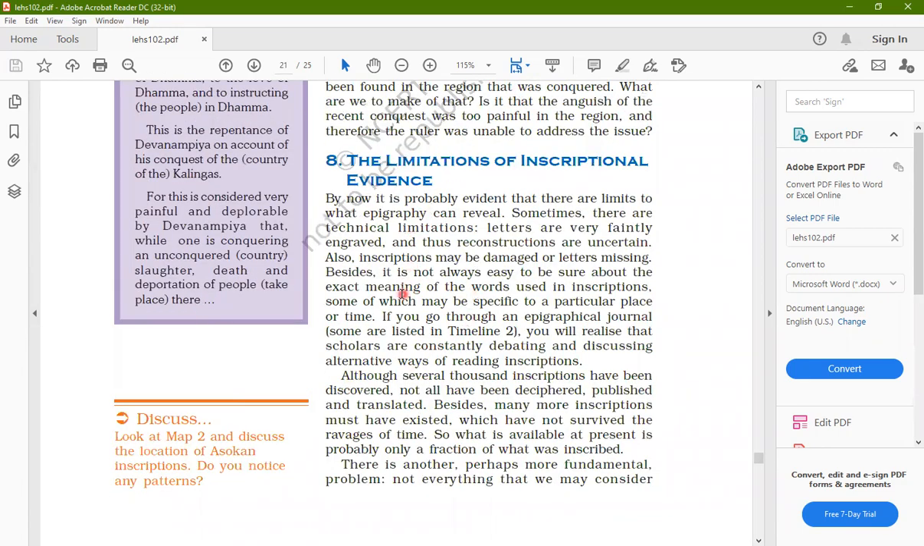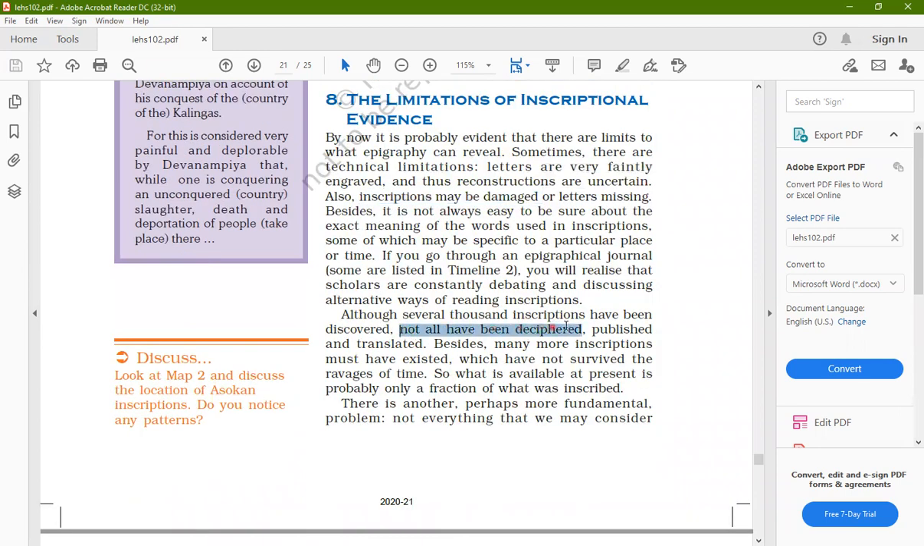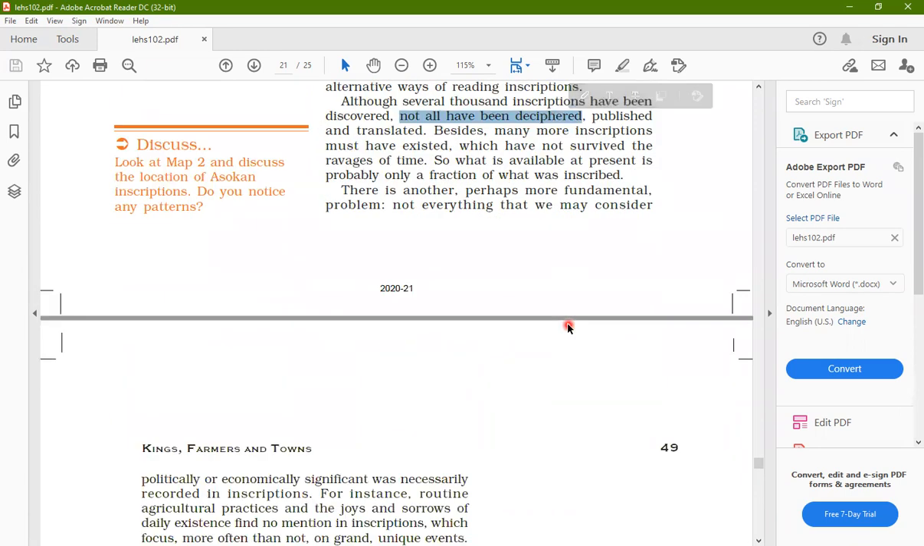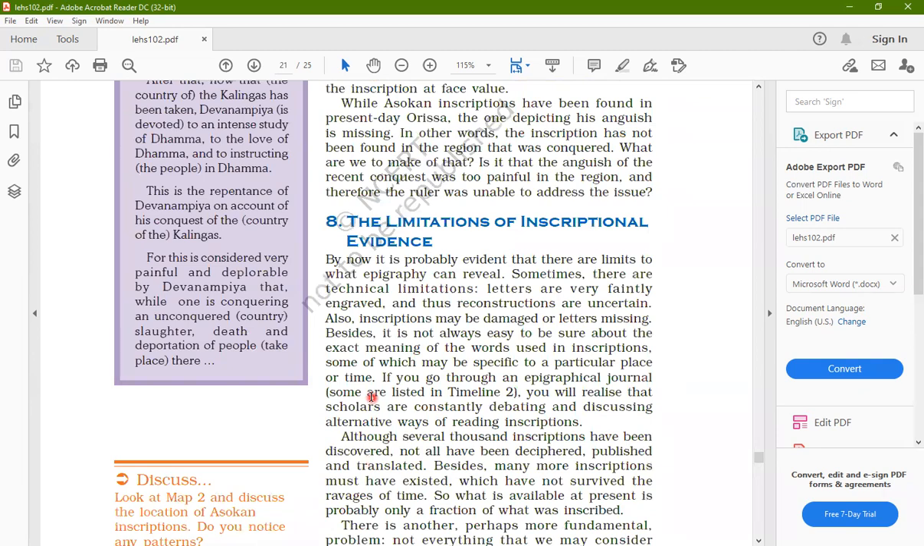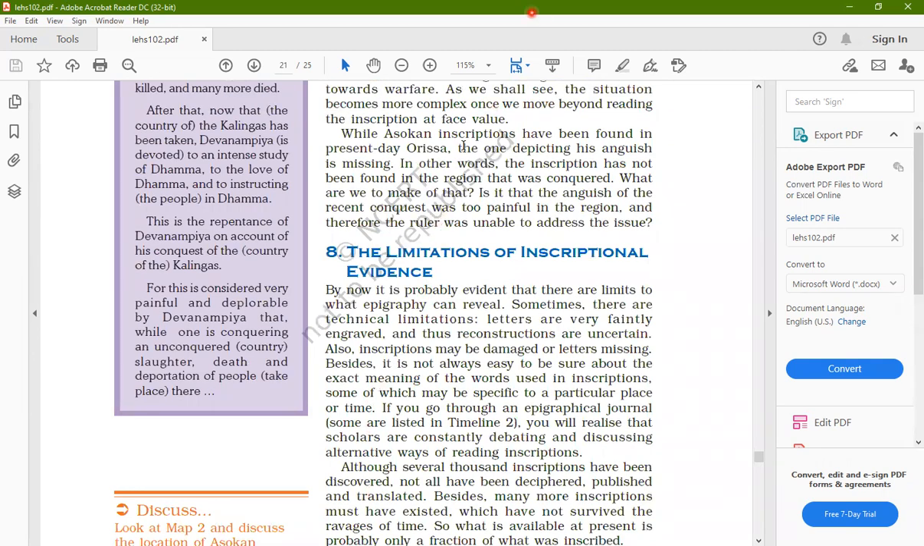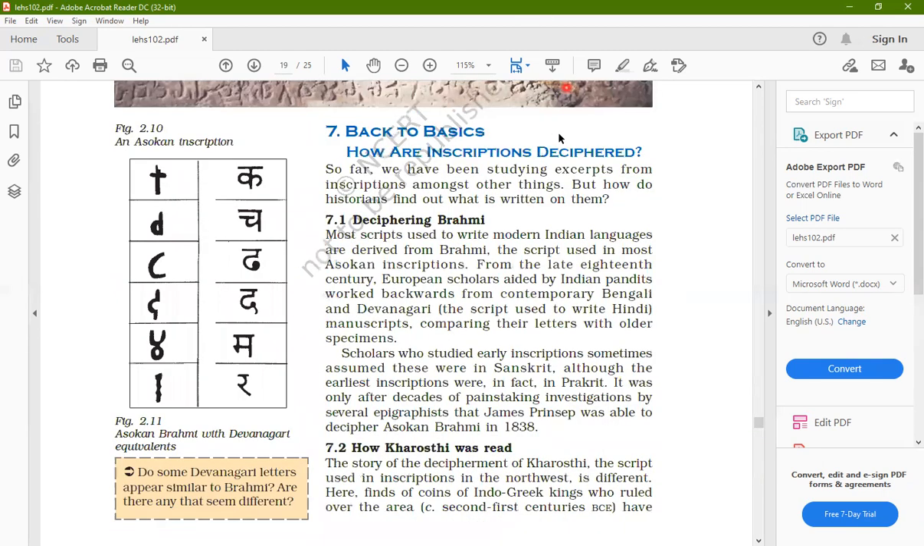I'm just marking the points, so pay attention to this. Later faintly engraved, that's the first point. Then inscriptions may be damaged, the second point. Then not all are deciphered, the third point. And the fourth point can be that they are juxtaposed with other perspectives. So hence we complete the chapter, which was chapter number 2.